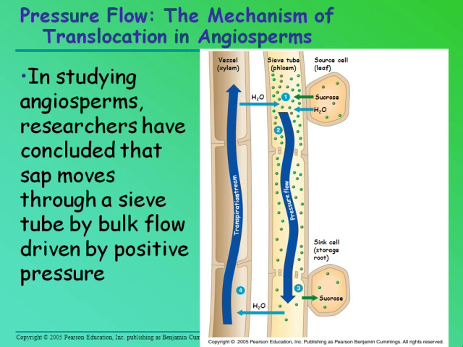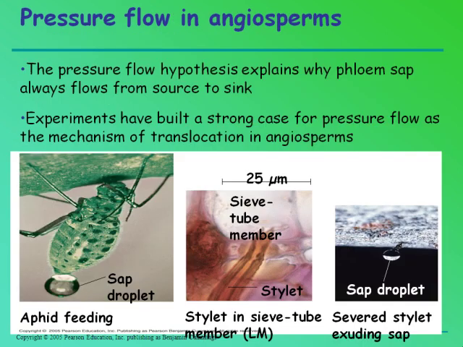And then in leaf-to-root translocation, xylem recycles water from sink to source. So it goes from here and back over here. So that is pressure flow in angiosperms. The pressure flow hypothesis explains why phloem sap always flows from source to sink. Experiments have built a strong case for pressure flow as the mechanism of translocation in angiosperms.